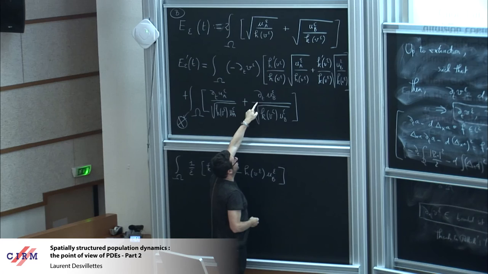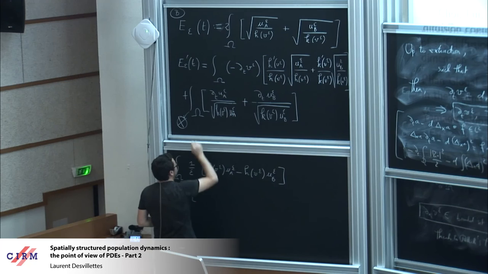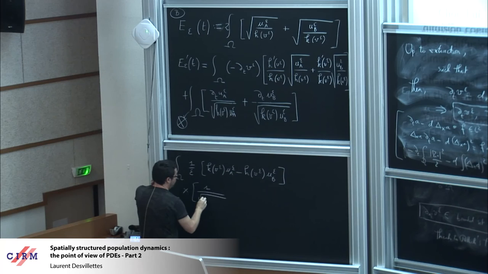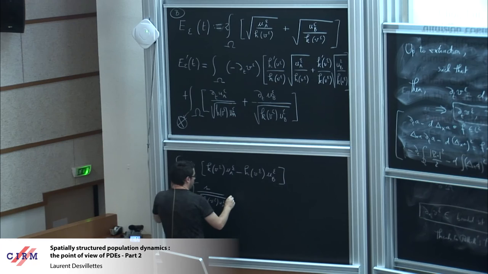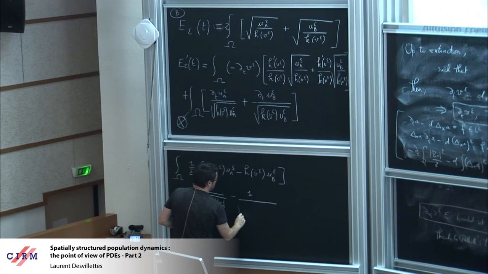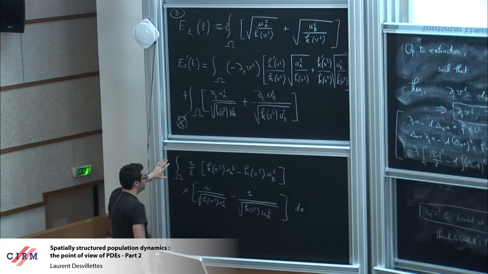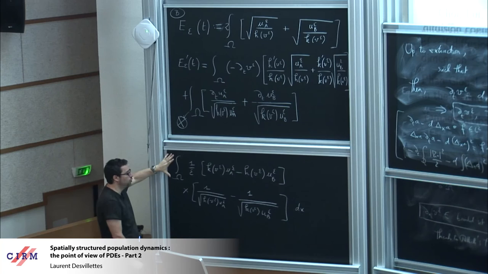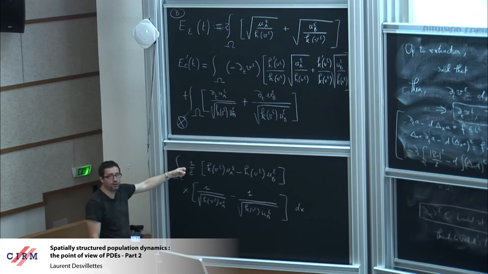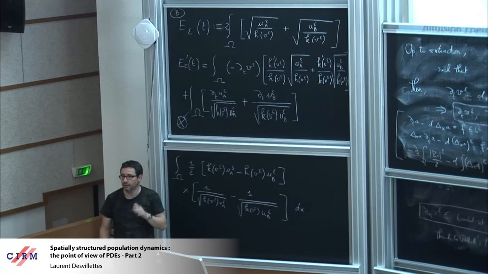So this is multiplied, according to what is here, by 1 over square root of h of v epsilon ua epsilon minus 1 over square root of k of v epsilon ub epsilon, like this. So this is what comes out of this computation. And so you will be able to show that this quantity here is bounded. And since you have 1 over epsilon in front, this means that what is inside is like constant times epsilon.